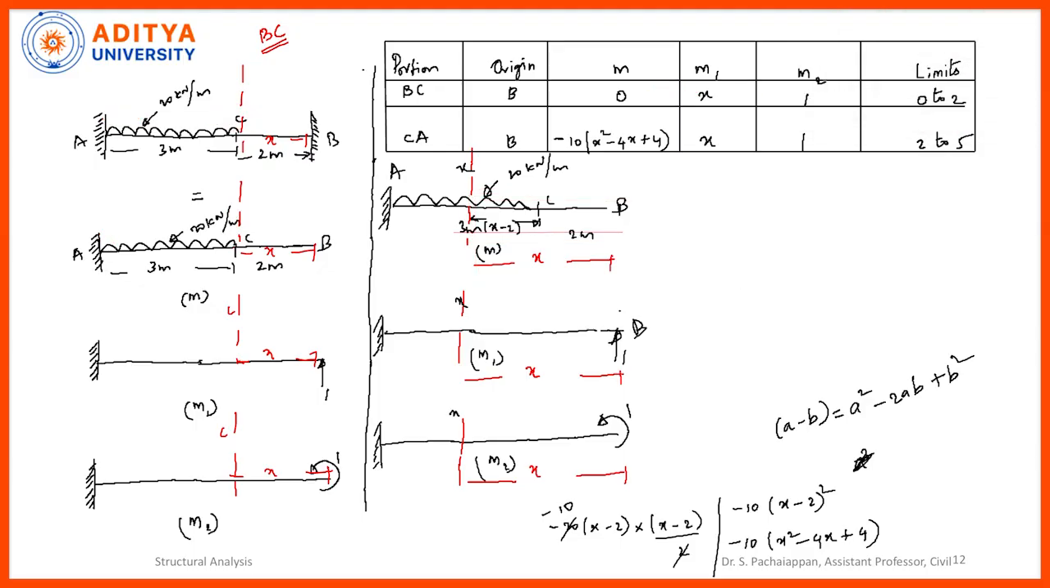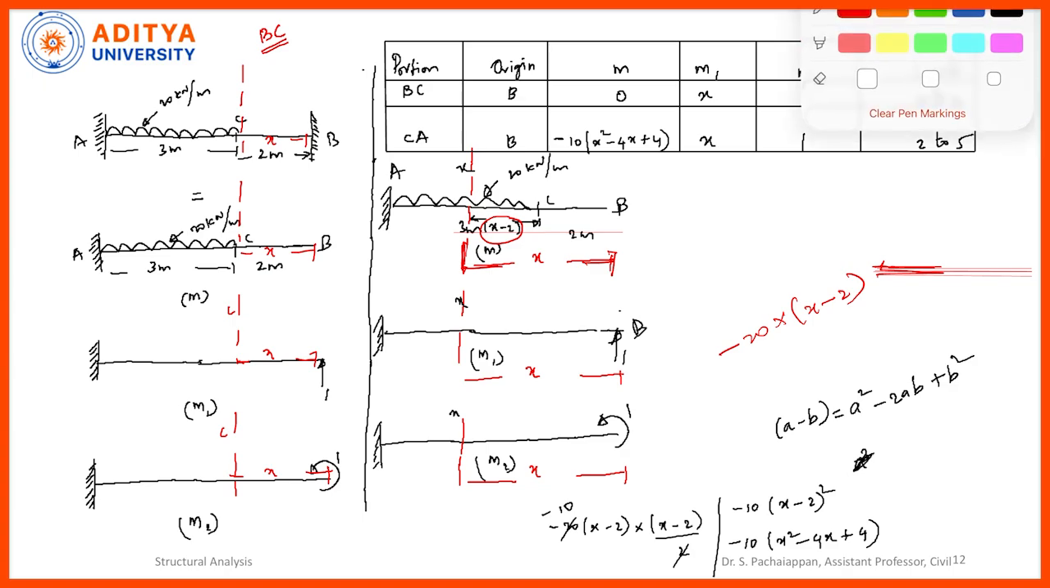You can see our section is here. From here to here it is considered as x. And then what about this distance? This distance is nothing but L minus x. That's why minus 20 multiplied by x minus 2 is the distance where the UDL will act at the center. So we can say this is multiplied by x minus 2 by 2.